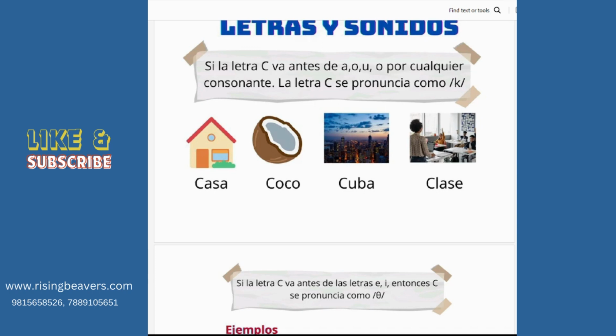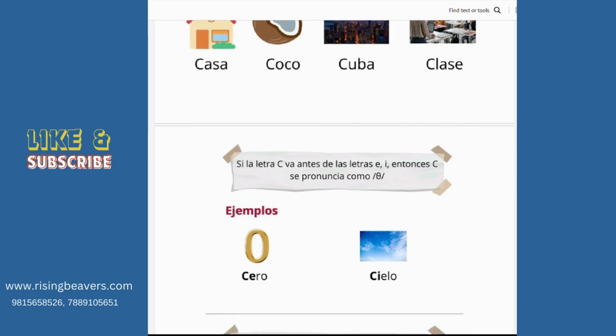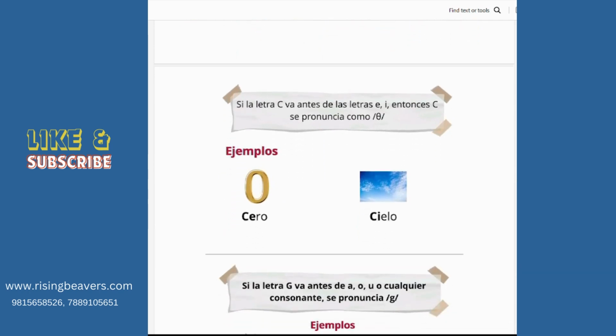Next is coco. Coco is coconut. Next we have Cuba. Cuba is Cuba, the name of the country. And the last one is clase, and its meaning is class. So you can notice all these come before A, O, U or any consonant. The letter C here comes before A, O, U and consonant and its sound is K. Remember?